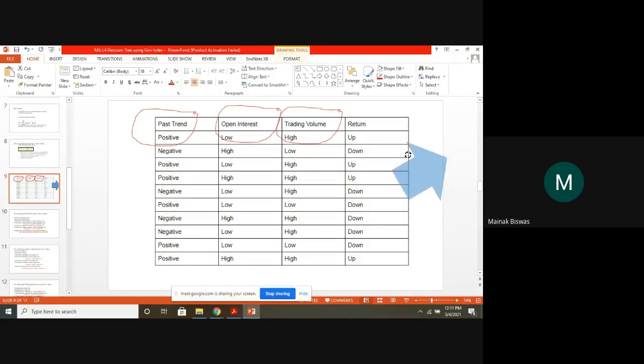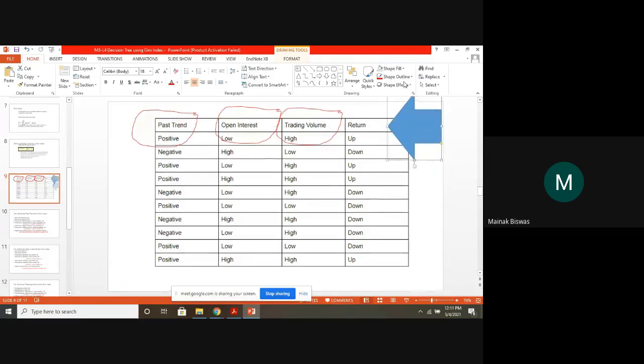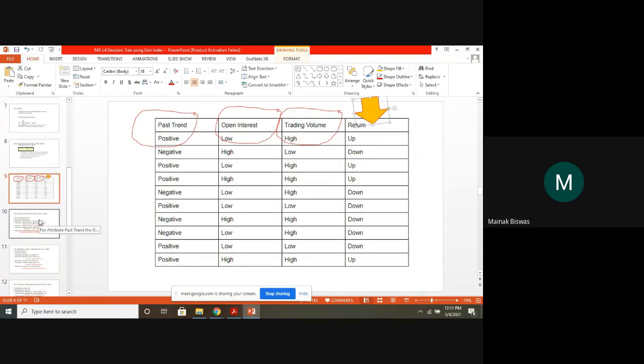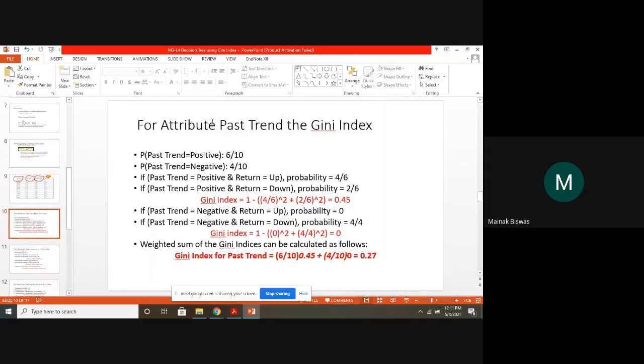And this is our main class. Return is our main class. So let us find the Gini index for each of the past trend, open interest, and trading balance. Let us first find the Gini index of the past trend.